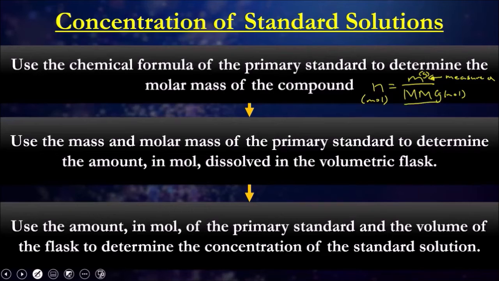Molar mass, you can find that on your periodic table, so make sure you use your periodic table for any of these calculations. Step 2, it says use the mass and molar mass of the primary standard. So the very first standard you use to determine the amount in moles dissolved in the volumetric flask. Okay? So that is, again, just this bit over here. This bit at the top, you are just trying to work out the molar mass first. Then last step, use the amount in moles of the primary standard and the volume of the flask to determine the concentration of the standard solution.